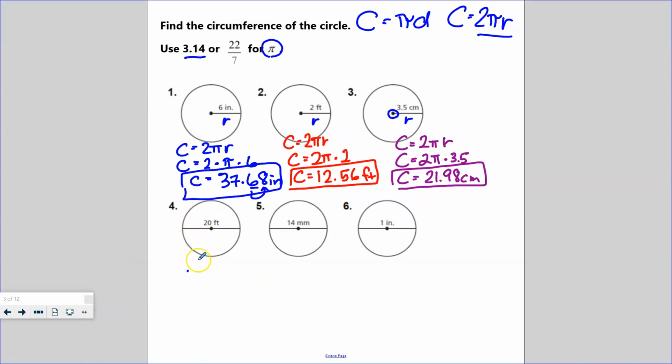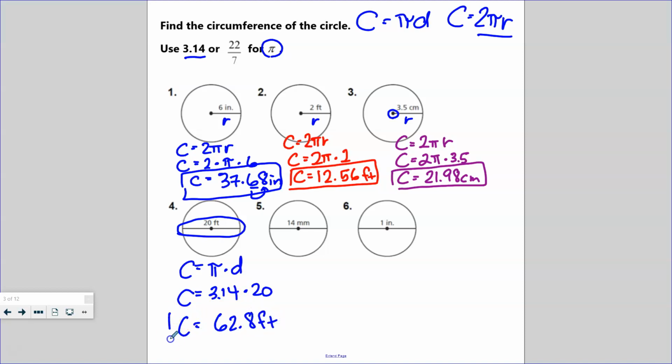And for this one, we are going to use circumference equals pi times the diameter, right? Because it gave us the diameter here. So we'll interchange that. If we just want to use radius, well, we just use 2 times pi times 10, right? The radius would be 10. But if you want to use the diameter, you can do that as well. So we have 3.14, as it said to use, times 20. And we get circumference equal to 62.8, don't forget the units, feet.